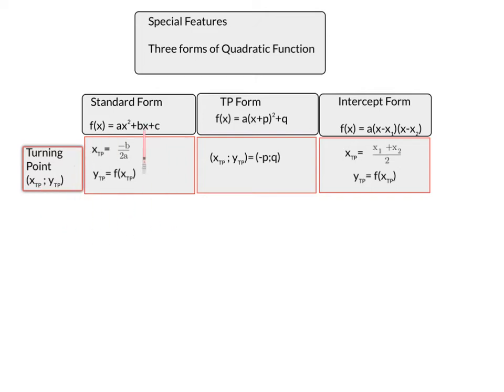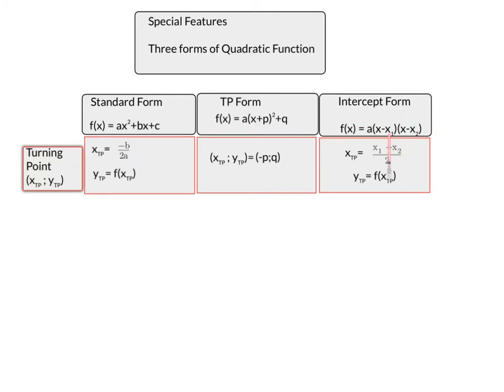In the standard form, how do I find the turning point? It is −b/2a, which is actually related to calculus as well as to the axis of symmetry, but we'll discuss that later. So x_tp is equal to −b/2a, and you substitute that x into the original function, and then you will get the y value. That's how you find the y value from the standard form. In the turning point form, you can write it directly. You change the sign of p to −p, and q stays right here. This is my turning point form. I can straight away write the turning point.